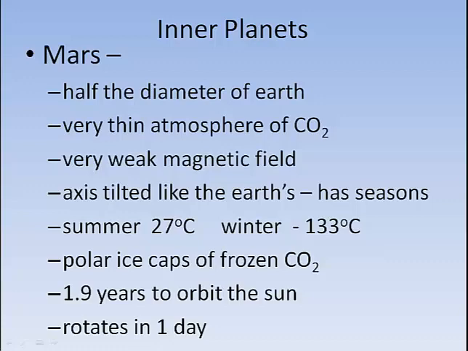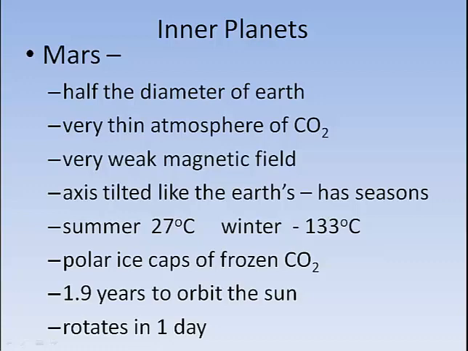And Mars has polar caps, but instead of water ice, they have carbon dioxide ice. It takes Mars a couple of years to orbit the sun, but it rotates in one day. So in some ways it's Earth-like. And at some point in its past, it did have water, liquid water on the surface. But because it's so small, it wasn't able to hold on to that water, and it disappeared into space.